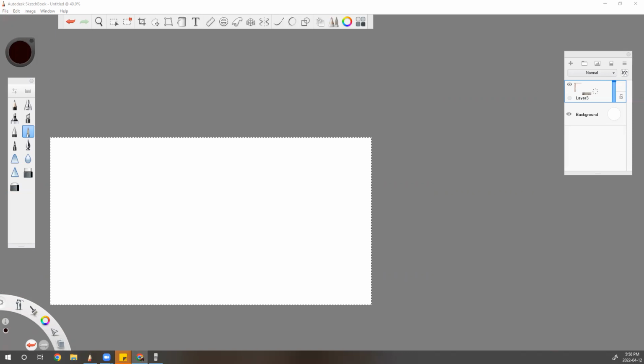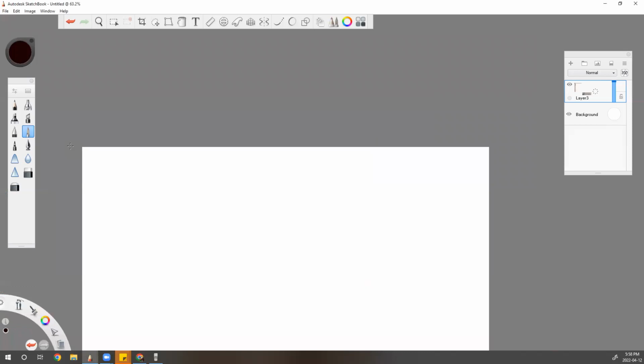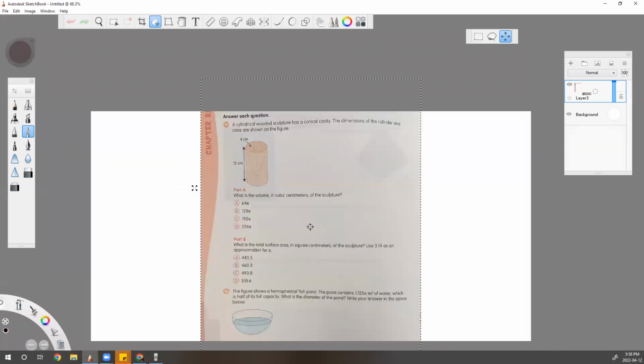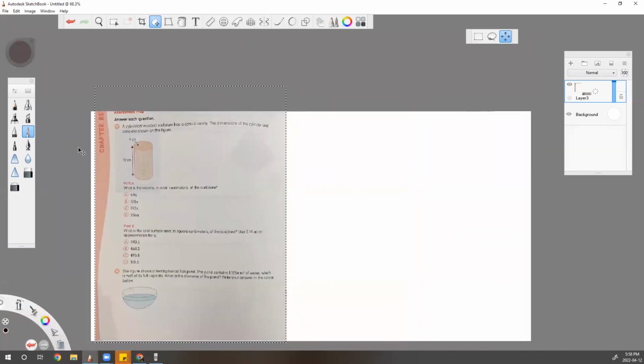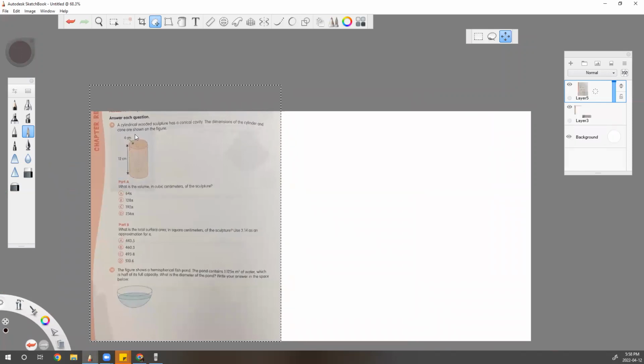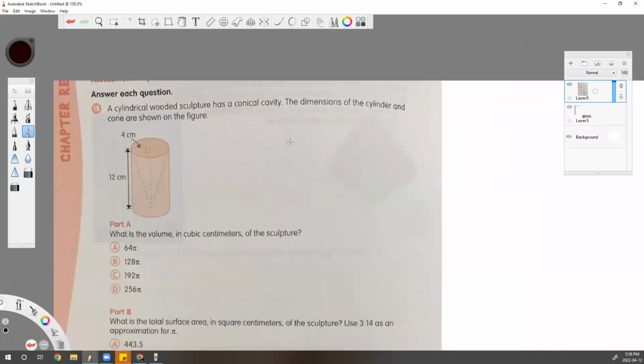Two more questions. Yeah, last page. What is the volume of the sculpture? A cylindrical wooden sculpture has a conical cavity. So the volume is equal to the big volume, pi r square times height, the cylinder, minus the cone, right?